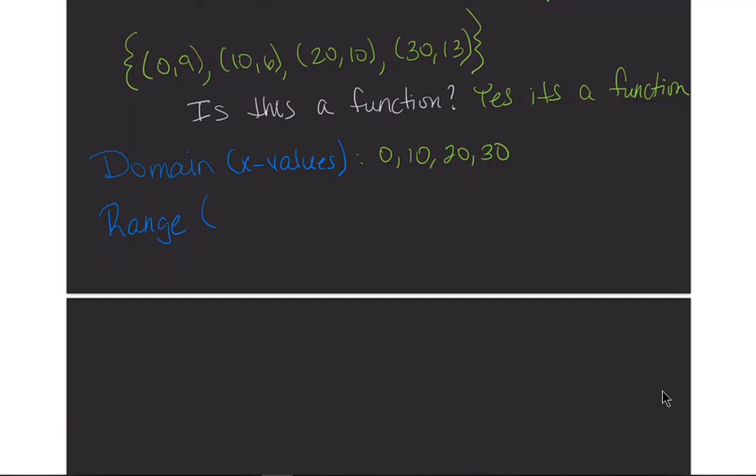So my range is going to be my y values. Okay. And I can look at all of my coordinate points, and can I list all of my domains? Oop, I don't want to erase. So what do I have? 9, 6, 10, and 13.